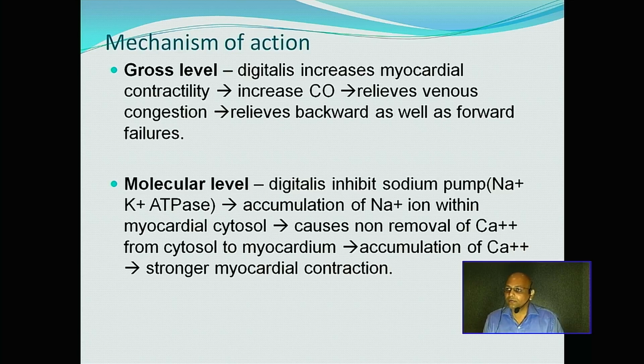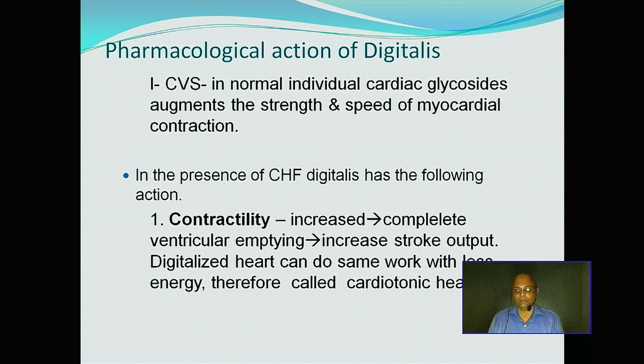There is accumulation of sodium ions within the myocardial cytosol. That's okay. But what does this sodium do? It causes non-removal of Ca2+ from the cytosol of the myocardium, so more and more accumulation of Ca2+. If more and more Ca2+ is available to the heart, it causes longer myocardial contraction. In the cardiovascular system, in normal individuals, cardiac glycosides augment the strength and speed of myocardial contraction, obviously, and that is what they do in the case of a failing heart too.